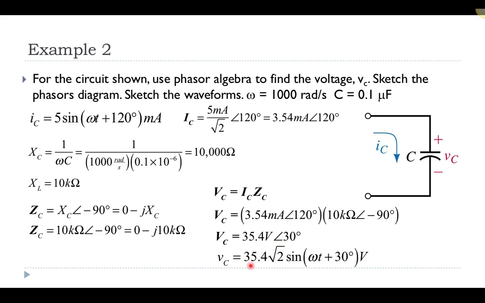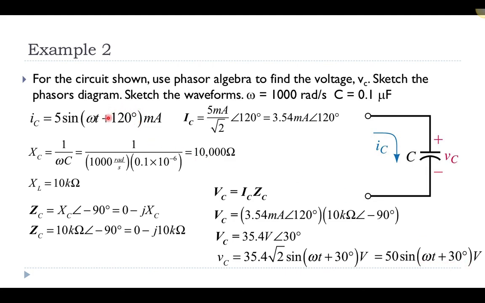I can rewrite that in terms of waveform notation, or the sinusoidal form. If I write it back in sinusoidal form, I want to have it as the maximum value, so I would take the effective value and multiply by the square root of 2. And then that would be sine omega t plus my phase shift of 30 degrees. If I multiply the square root of 2 times 35.4, I get 50. So I have 50 volts sine omega t plus 30.